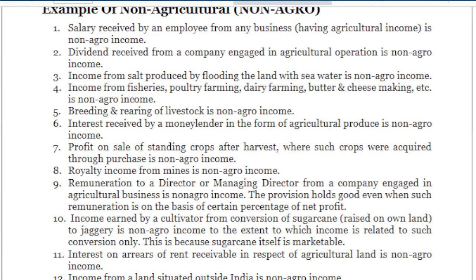Profit on sale of standing crops. Now you sold the land, along with the land a lot of crops are also sold, so that is non-agricultural income. Royalty income from mines is non-agricultural income. We are not doing any agricultural activity, correct? There is no produce.